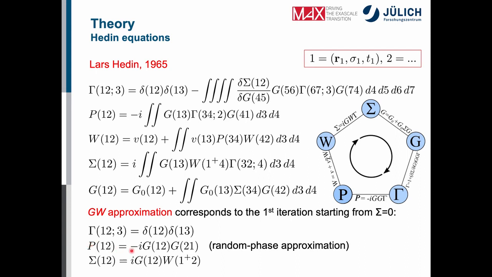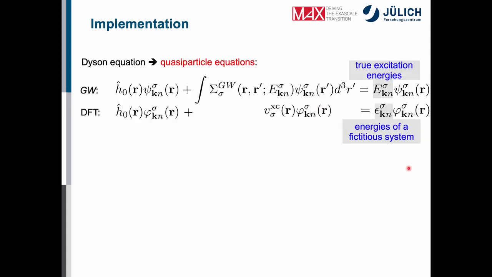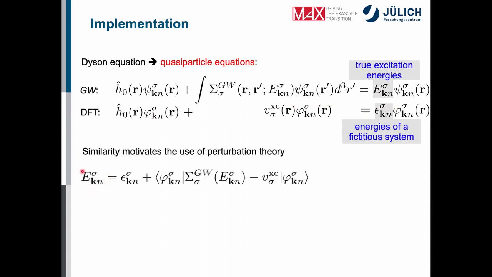The polarization function is approximated by the product of two Green functions. This is called random phase approximation and will play a role in my second talk today about the Hubbard-Hue parameters. Most implementations of the GW method exploit the formal similarity of the quasiparticle equation with the Kohn-Sham equation by writing the quasiparticle energies as a correction on the Kohn-Sham energies. Here we have used perturbation theory of first order with the difference of the self-energy and the exchange correlation potential as the perturbing operator.